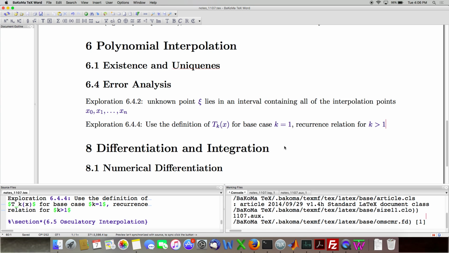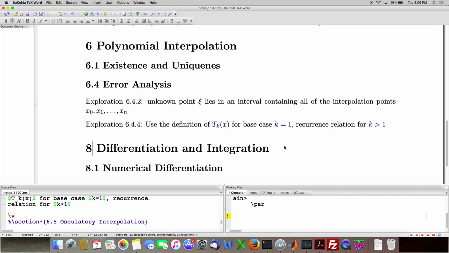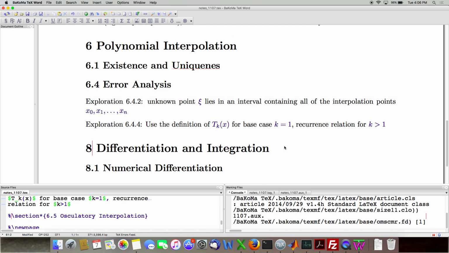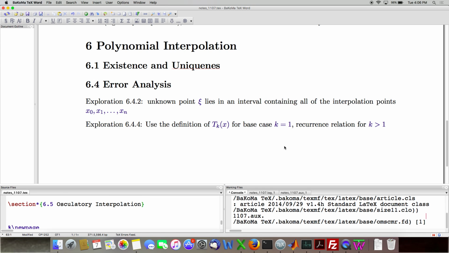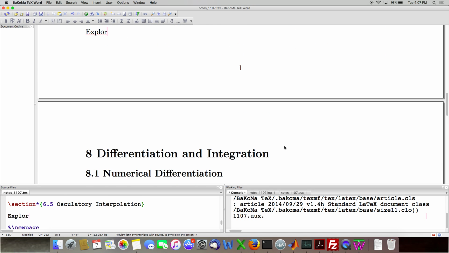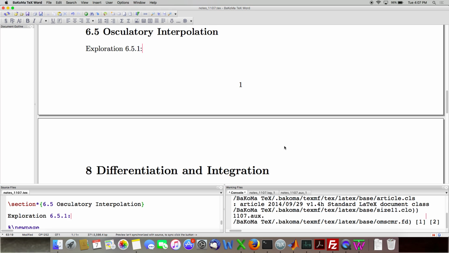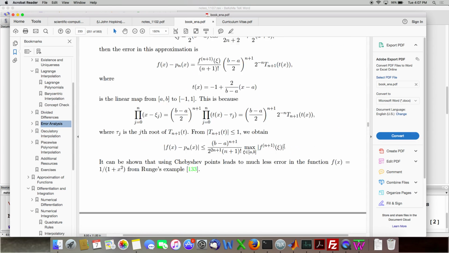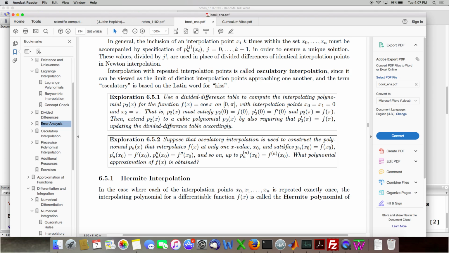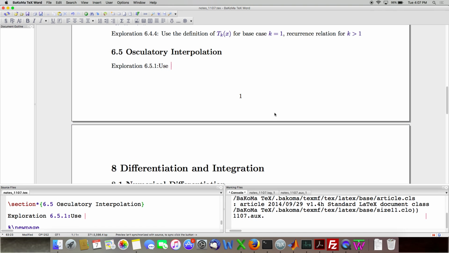And then my last question was for exploration 6.5. Okay, 6.5.1. Just to confirm, the first step would be to create a divided difference table. Yes, it would. And actually, I did an example similar to this, where it wasn't the Hermite case, but where you just have some sort of derivative information. Okay.